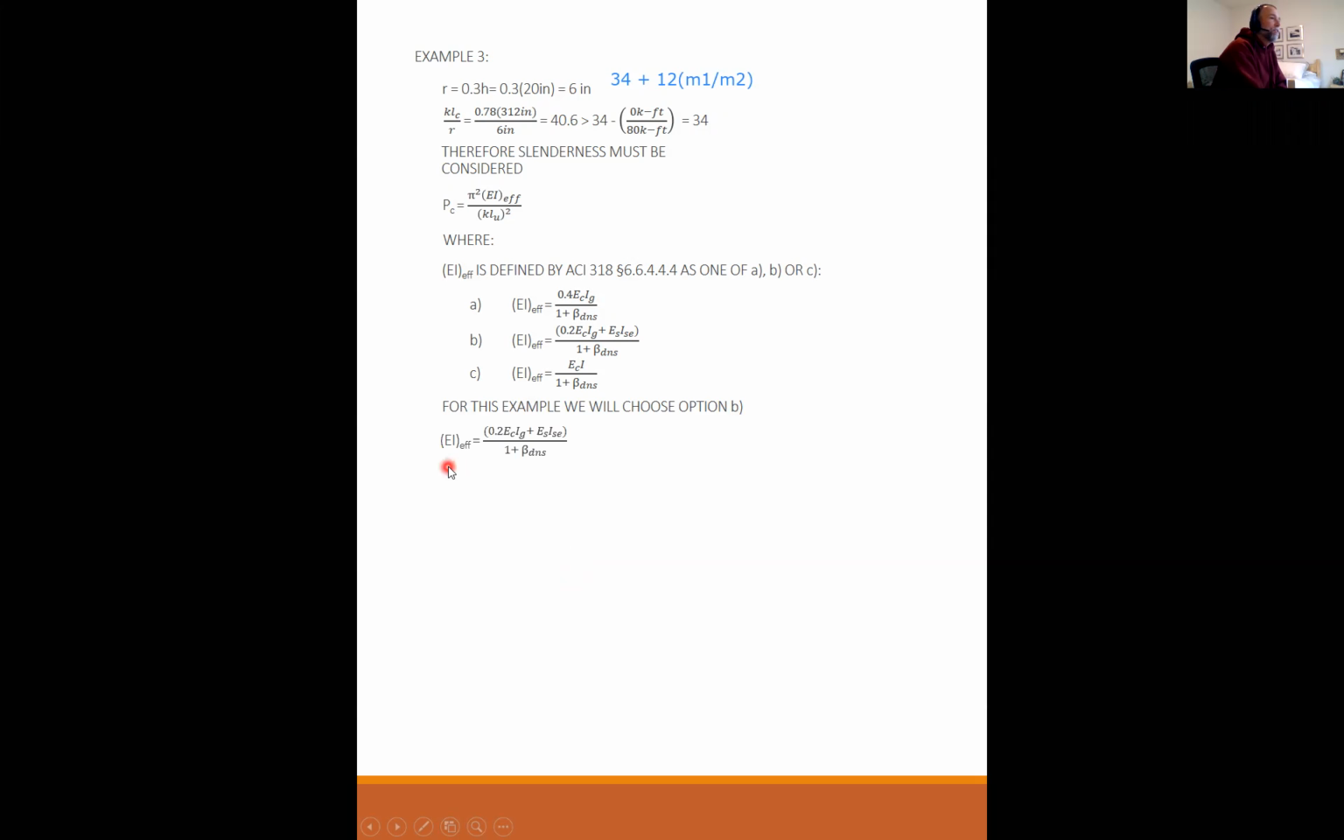Okay, so the effective stiffness, that's really what this is. Modulus times moment of inertia is stiffness. So the effective stiffness is 0.2 times the modulus of the concrete times I gross plus the modulus of the steel times Ise, over 1 plus beta dns. I gross, and again, we're talking about the column. So the column is 20 times 20 to the third over 12, 13,333.